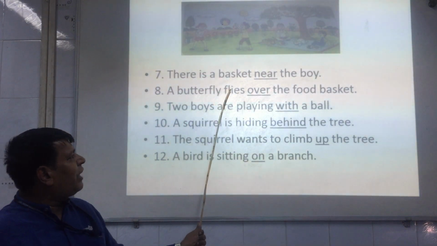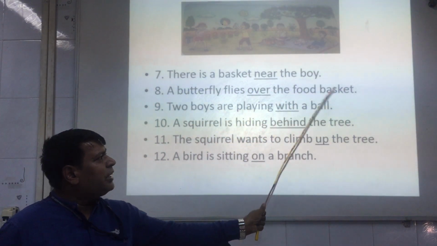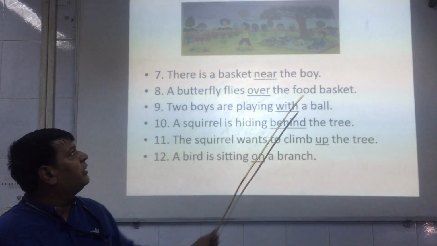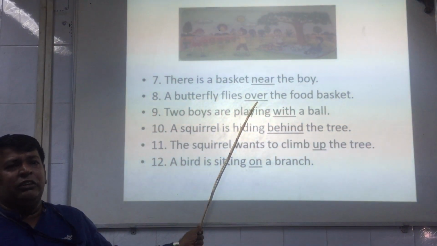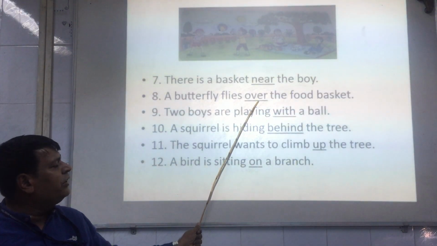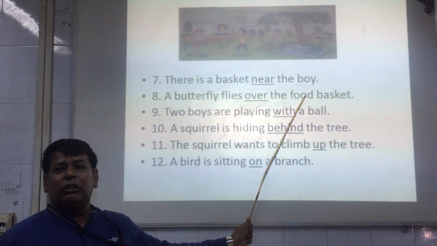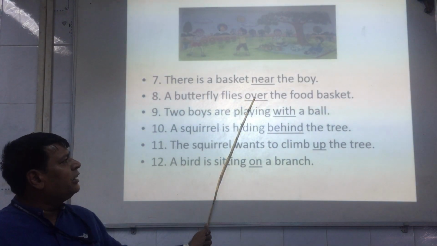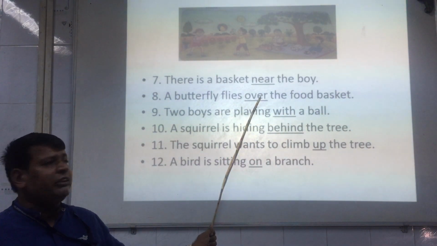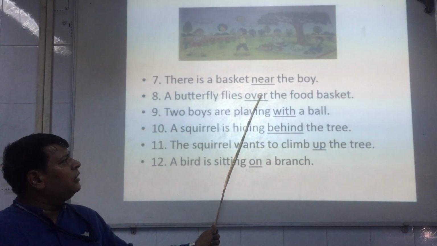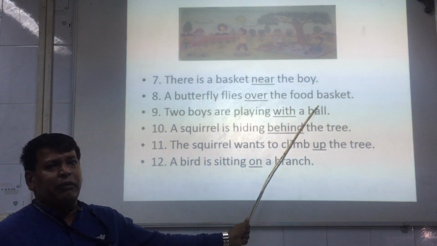A butterfly flies dash the food basket. Now butterfly flies over the food basket. Now over is a preposition which shows the relationship between the butterfly and the food basket. So over is the preposition that shows the relationship between butterfly and the food basket. So over is followed by a food basket.